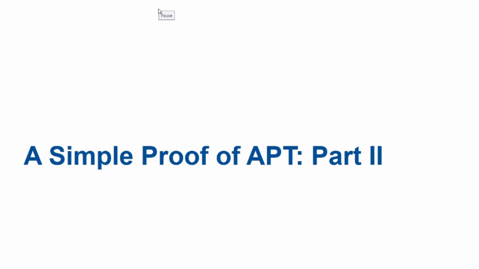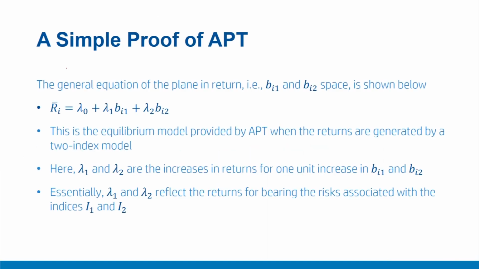A simple proof of APT, part 2. In this video, we'll conclude our discussion on the proof of APT with our broad understanding of various properties related to APT and the equilibrium model definition. In the previous video, we discussed that the general equation of a plane includes three axes which are return, BI1, BI2, which is shown here: Ri bar equals lambda naught plus lambda 1 into BI1 plus lambda 2 into BI2, which is precisely the equation of this equilibrium plane.